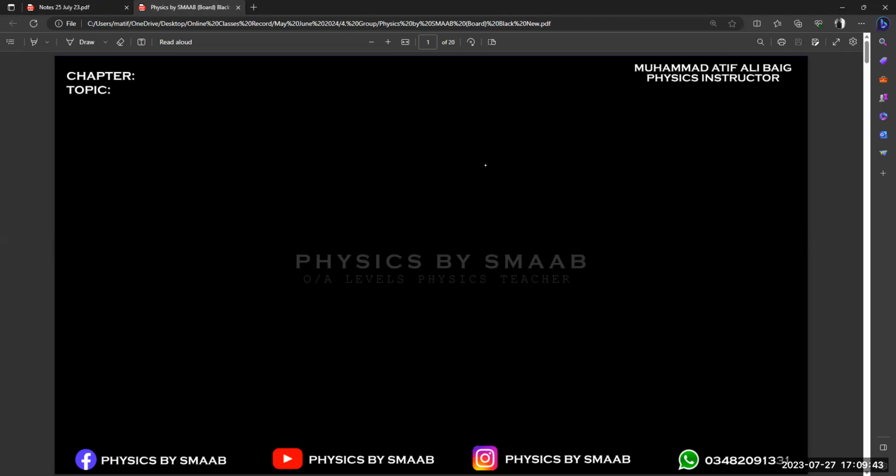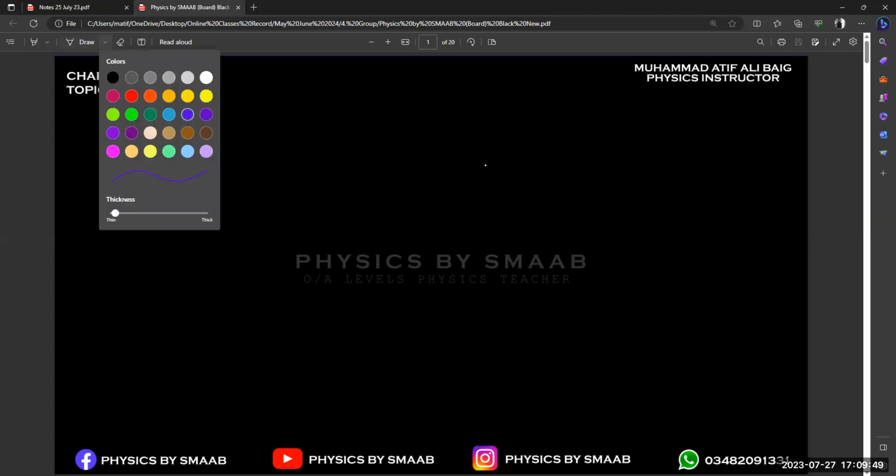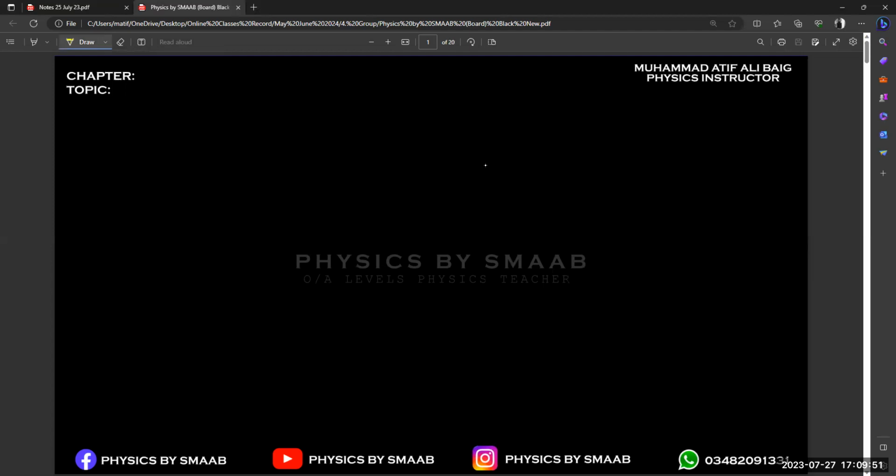So today's topic is related to the springs, and when we try to hang some load, or when we try to apply some force on the spring, what are the circumstances and what is the law that actually explains the elasticity of the spring? So the name of the new topic is Hooke's law.